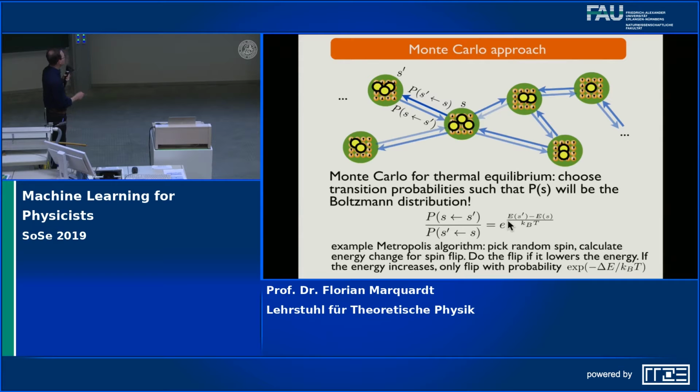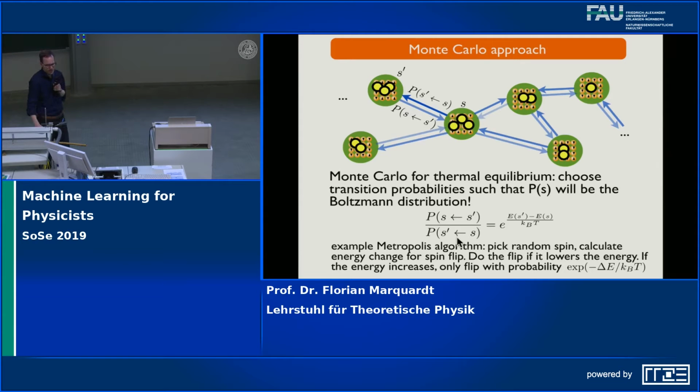So we can take a moment to understand physically what goes on here. Let me assume that S is, for example, the higher energy state. Then E of S is larger than E of S prime. So the exponent is negative. So this number is less than 1, which means that the likelihood to go from S prime to S should be less than the likelihood to go from S to S prime. So that means it's less likely to end up in S than it is to end up in S prime.